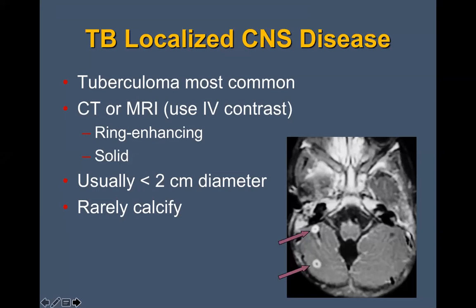You'll once again want to use IV contrast anytime you're looking for any kind of inflammatory brain problem. That will show you some small nodular lesions, often multiple, and they can either have a ring enhancing appearance, as you see with these lesions in the cerebellum in this child, or they can actually enhance homogeneously and appear like solid lesions. They're generally pretty small, less than 2 centimeters in diameter, and hardly ever do we see calcifications in the brain tuberculous lesions.